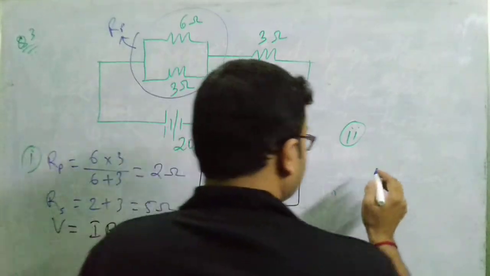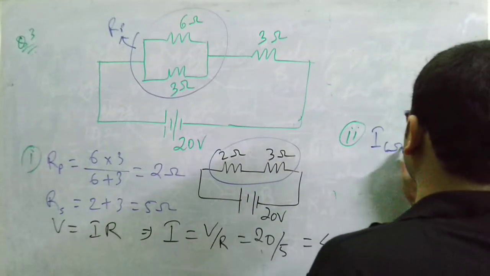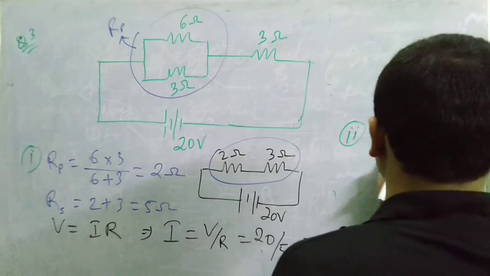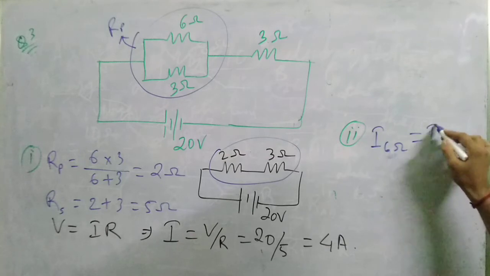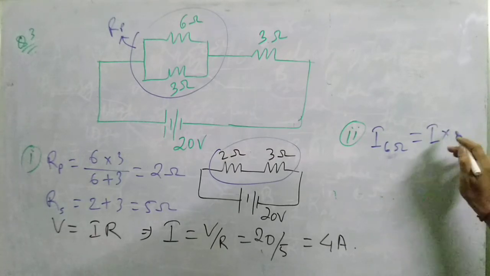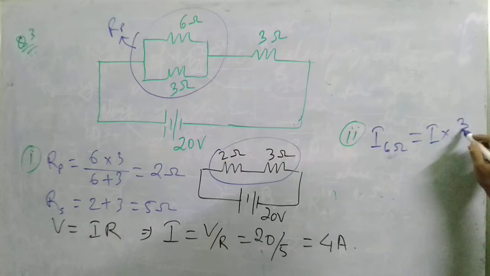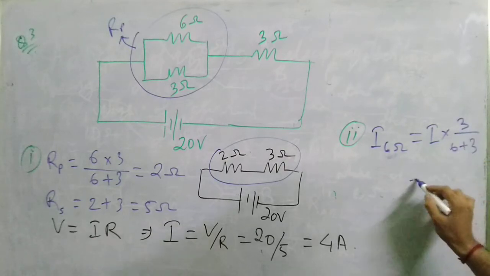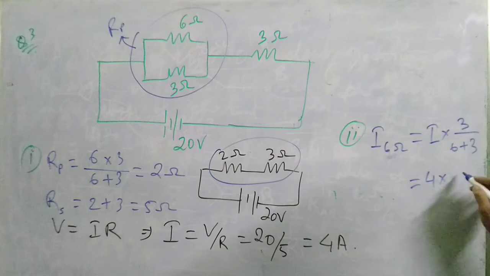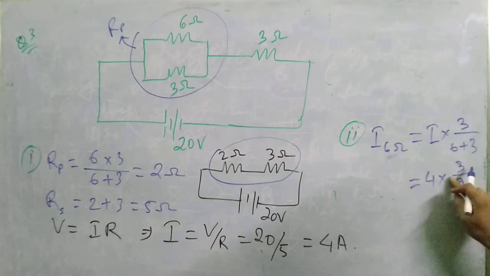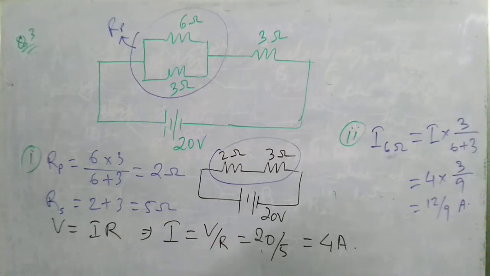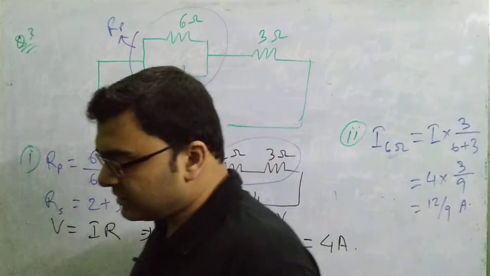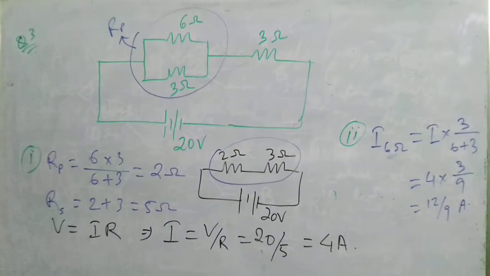See, the current through 6 ohm will be equal to the main current into 3 ohm by 6 plus 3. So main current is 4 ampere into 3 by 9. So this turns into 12 by 9 ampere. Now you can calculate this and find out the value in decimal. I think the calculation is clear, the concept is clear. So this is the current in the 6 ohm resistor.